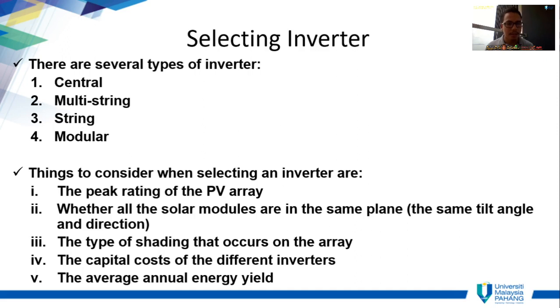Okay. The next is the average annual energy yield, which is the amount of megawatt hours per year that you are expecting to get from your PV system. Okay, you need to do the calculation. The calculation we are going to learn in the next chapter. Okay.